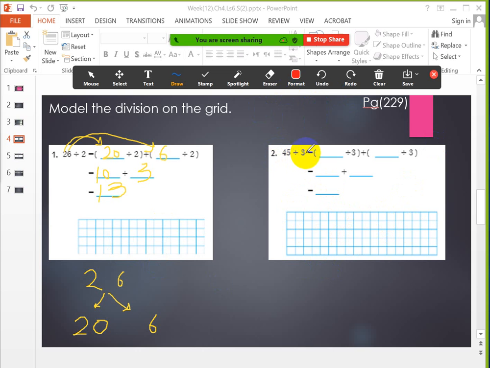45 divided by 3. I want to divide 45 into two numbers, but I have to choose two numbers able to divide by 3. As we learned, you can take the tens, which is 40, and the ones, which is 5. Take a look. Are those two numbers able to divide by 3?